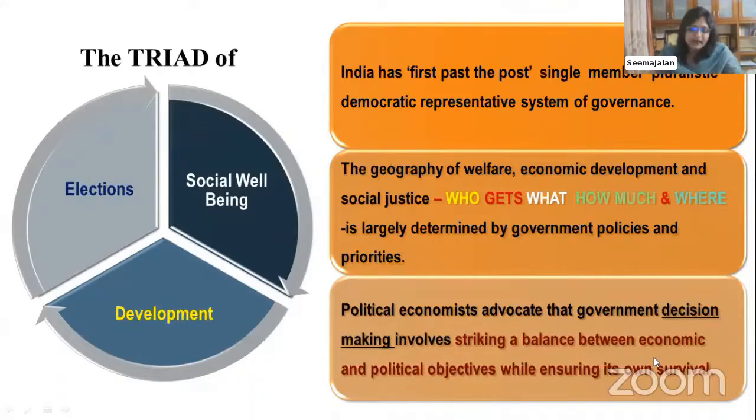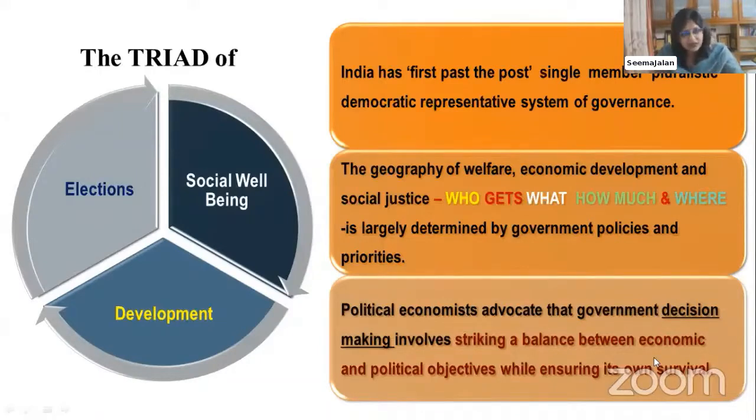Therefore, ultimately it is the government, we can say that the geography of welfare, economic development and social justice, that is who will get what, in how much quantity and where. All this is very much determined by the government policies and the priorities of the people who are sitting in the legislative bodies.